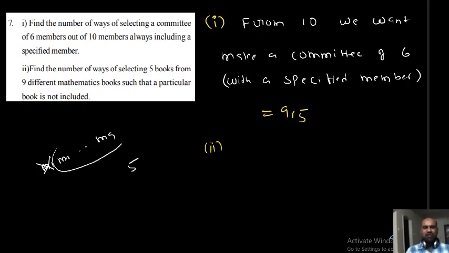Means with us now we have 8 books. From 8 different books we want to select 5. So 8C5 ways you can select. This is the required number of combinations.